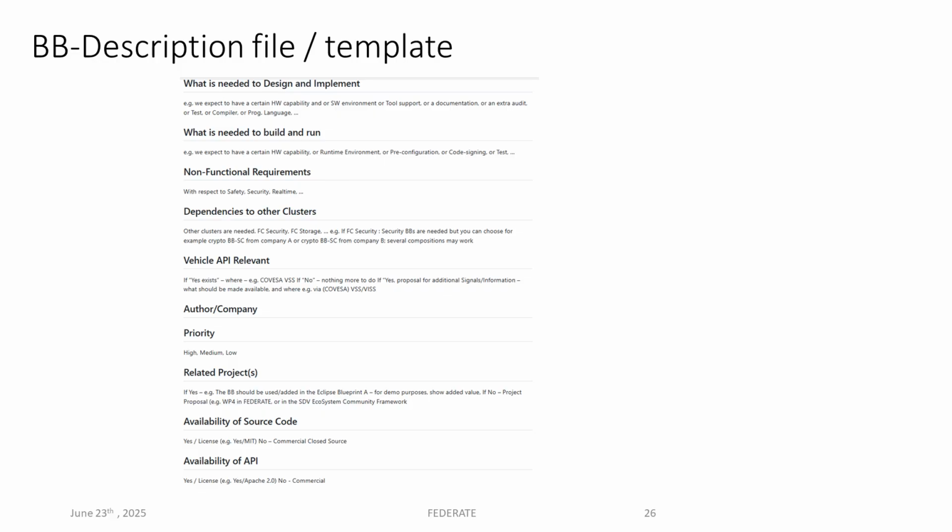Then related projects. If there are other projects using this building block, for example Eclipse blueprints or wherever it's used, you can add a short demo or use case with the building block. Then something about the availability of source code. If it's an open source implementation, then say yes and add a license here. If no, then it's a commercial license, and maybe the API is available as an open source building block. Then you say yes here and which license it is.